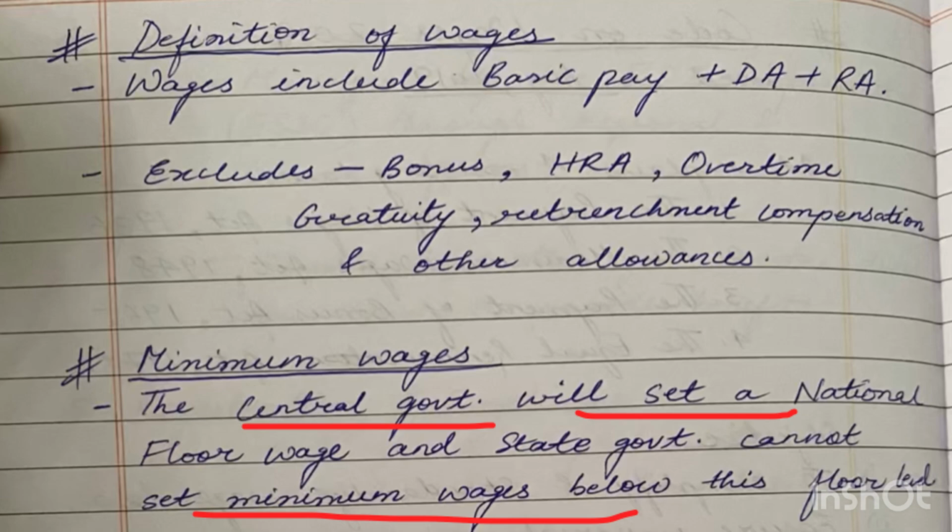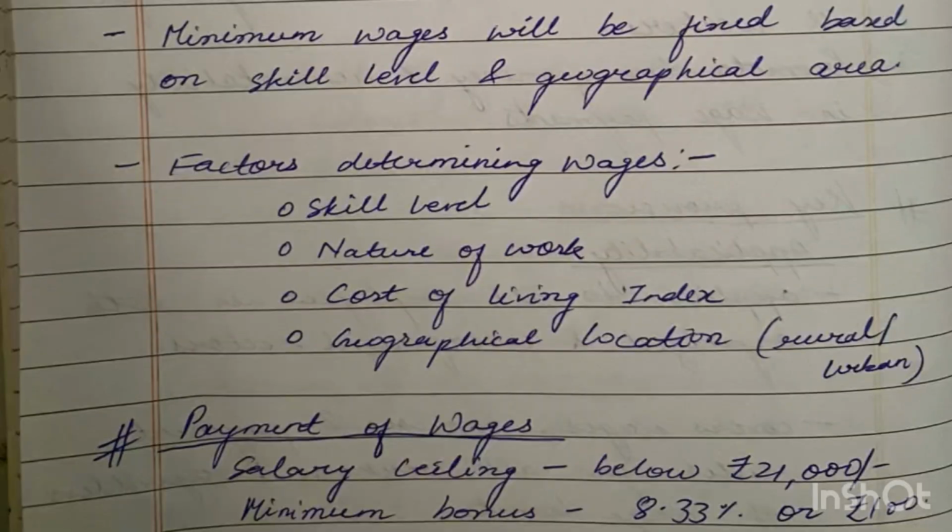Now let's see. Minimum wages will be fixed based on skill level and geographical area. There are multiple skill levels, as you know: semi-skilled, skilled and unskilled. So three levels of employees are categorized.